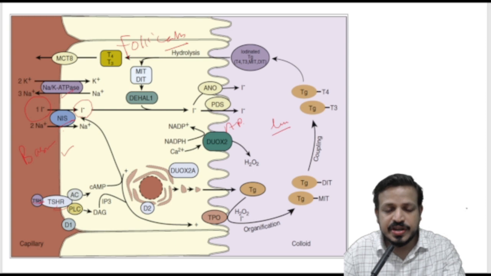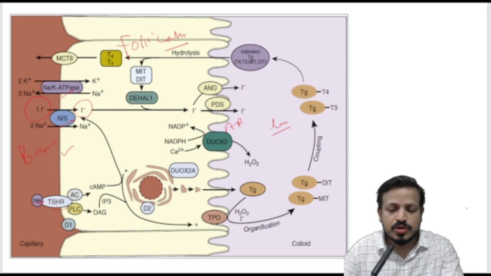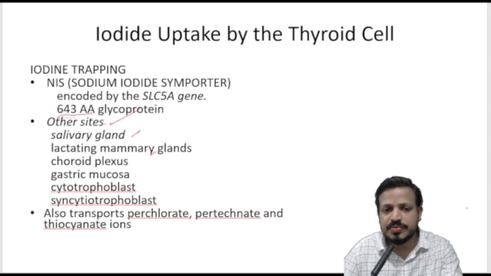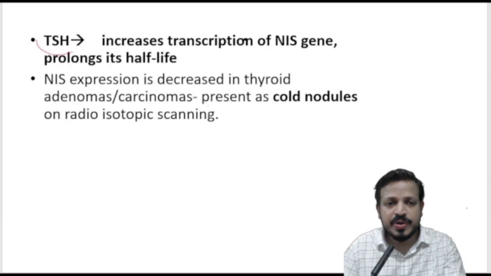And as this NIS is an important transport protein, we should know some details about NIS. This NIS is a 643 amino acid glycoprotein, and it is encoded by the SLC5A gene, and it is also present in other sites besides the thyroid gland. These are the salivary gland, lactating mammary glands, choroid plexus, gastric mucosa, cytotrophoblast, and syncytiotrophoblast. And besides iodide transport, it also transports perchlorate, pertechnetate, and thiocyanate ions.